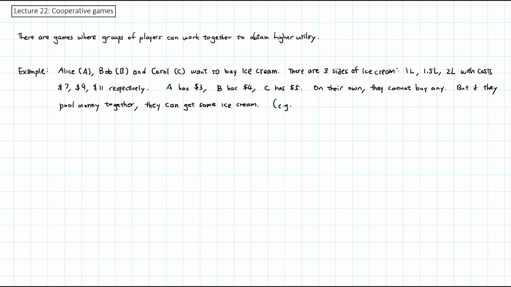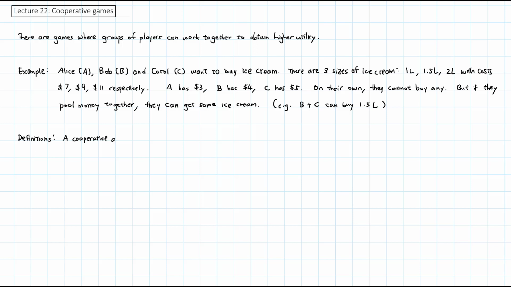For example, if Bob and Carol put their money together, they will have $9. Then they can buy a 1.5 liter ice cream. So this is an example of a cooperative game, where utilities could increase if players form coalitions. We now give some definitions.